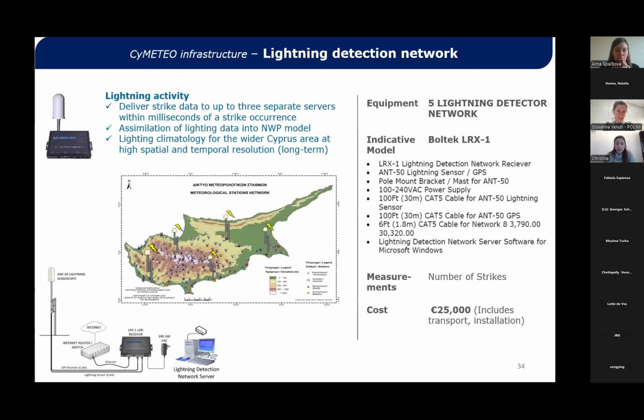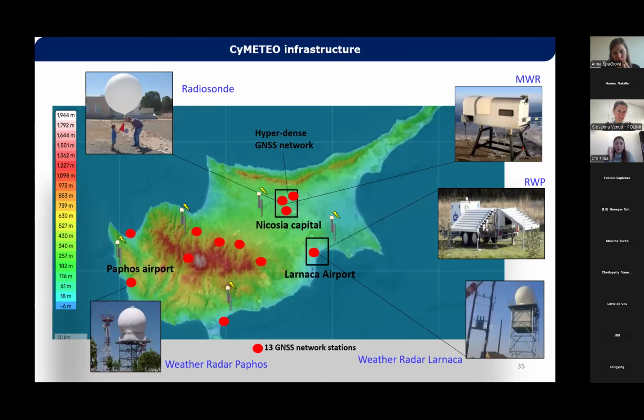And finally, the lightning detection network system, which we are also in the tendering process for. We aim to install 5 antennas, which is very high resolution for Cyprus Island, and to give the Met Service real-time information on the occurrence of flashes and strikes. So this is the overview of the system that we are building in the frame of this project.